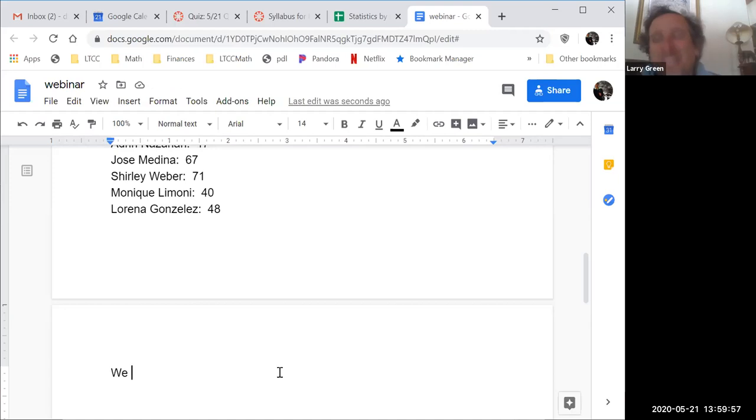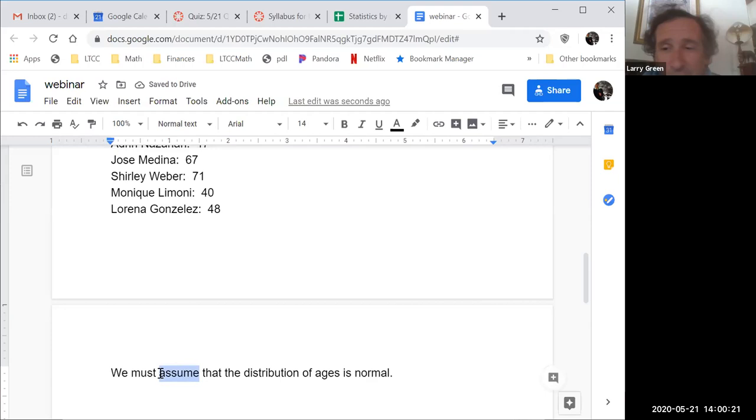Okay, so this is just for this class. But when you do a study, then you do a real study. So we must assume that the distribution of ages is normal. And remember that word assume, is that a good word to have to do or not a good word? Hint is look at the first three letters. Yeah, it's a bad word. It's probably wrong. I have no clue whether it's a normal distribution or not.